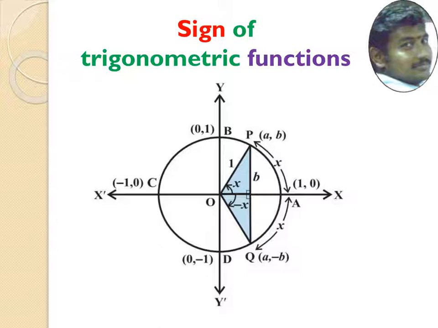Again we see the sign of trigonometric functions based on the quadrant; we can use it. Here, see the diagram. If you go anti-clockwise, we get a positive angle. If you go in the clockwise direction, we get negative angles.